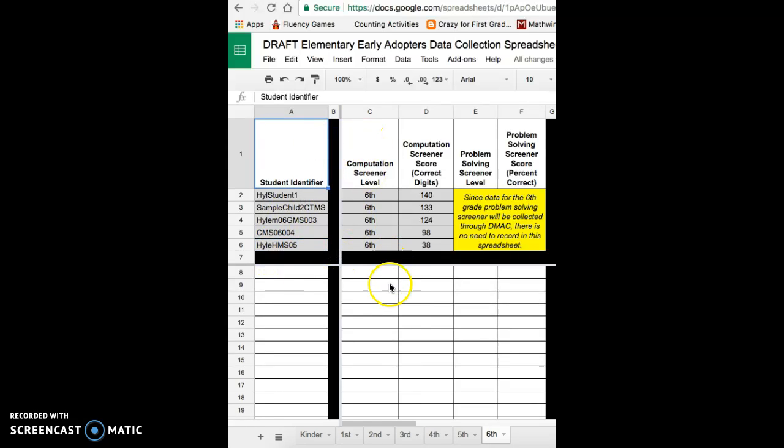This is the 6th grade tab of the spreadsheet. The 3rd, 4th, and 5th grade tabs are set up very similarly to the 6th grade tab. In this one, we will record both screening information as well as progress monitoring information for students for whom we're doing intervention. Screening information will be recorded for all our students.